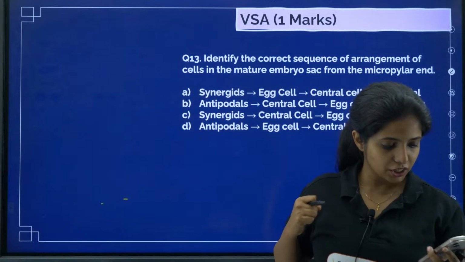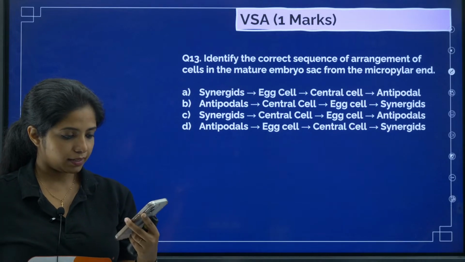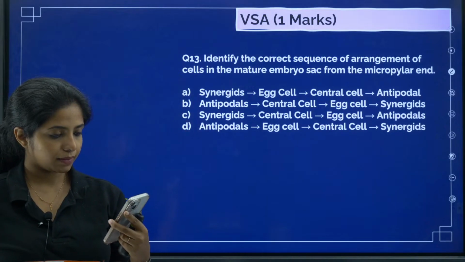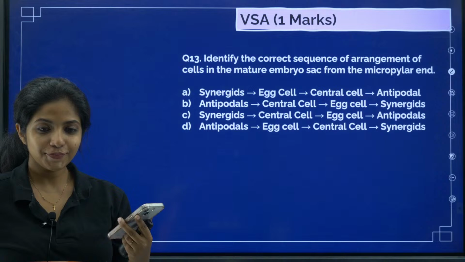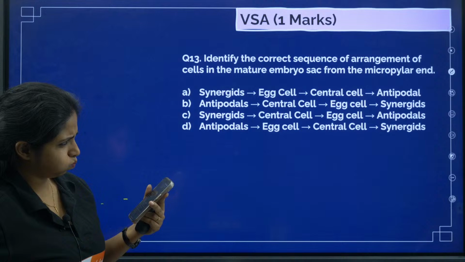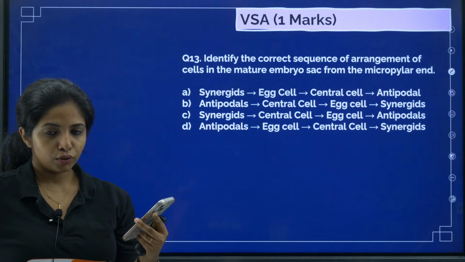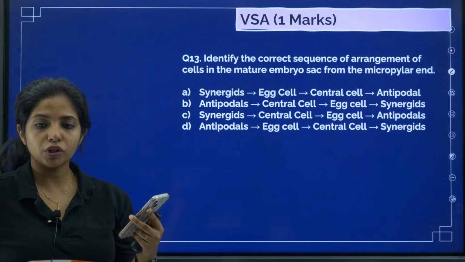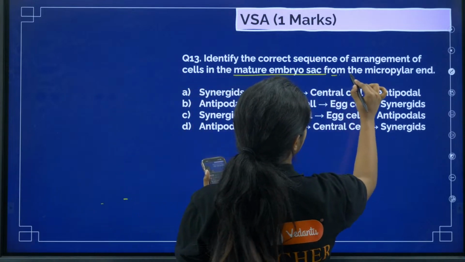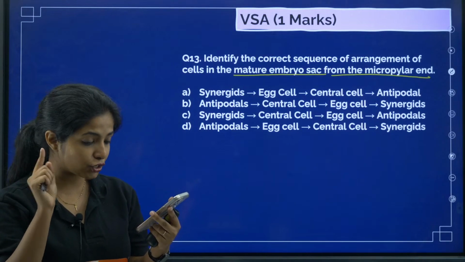Bacha party, start. Waiting for your answer. Anika said B. Baba, from the micropylar end to the chalazal end, because you are asked about a mature embryo sac from the micropylar end. Please be attentive, you might just lose marks.